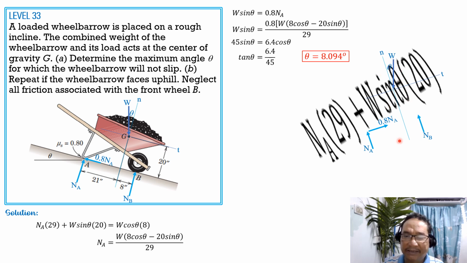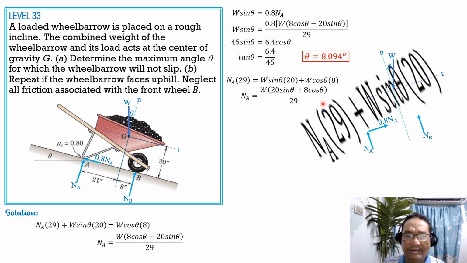normal axis. So summation moment about B equals 0. So NA times 29 equals W sine theta. This is now the direction of the tangential component, which makes counterclockwise moment about B. So that's why clockwise moment about B equals counterclockwise moment about B. So W sine theta times 20 plus W cosine theta times 8. So that means NA is equal to W times quantity 20 sine theta plus 8 cosine theta over 29.